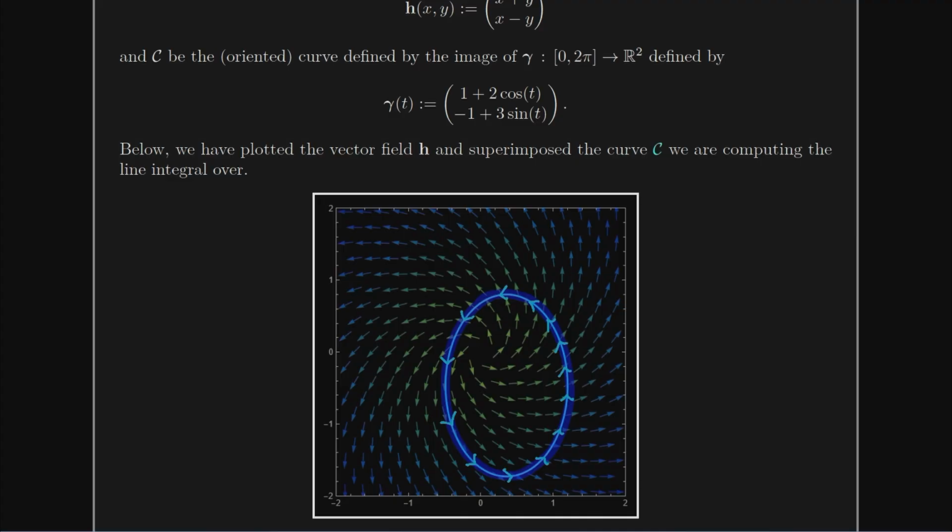You do have to check if your vector field's conservative or closed before using the fundamental theorem, and especially that can give you cases where the vectorial line integral over a closed loop may not be 0 if you don't have a conservative vector field.